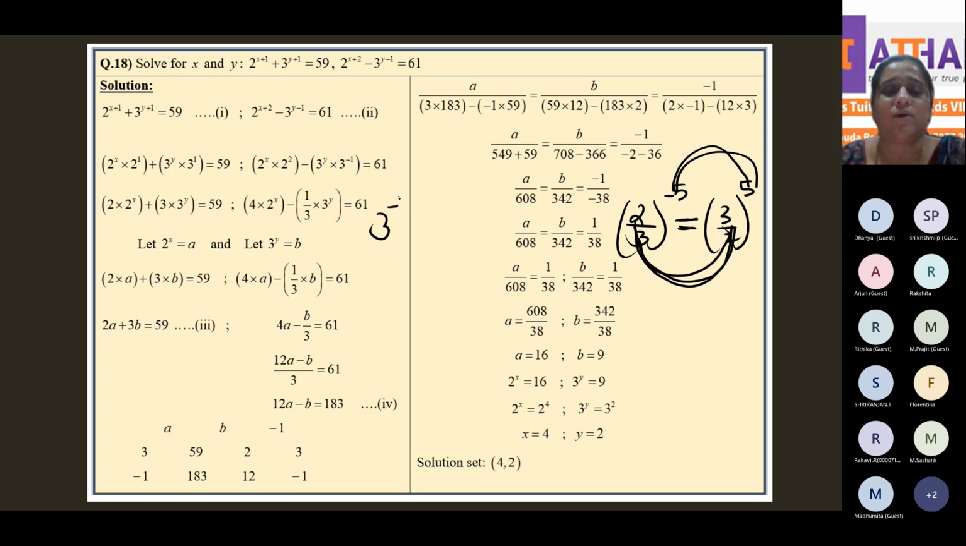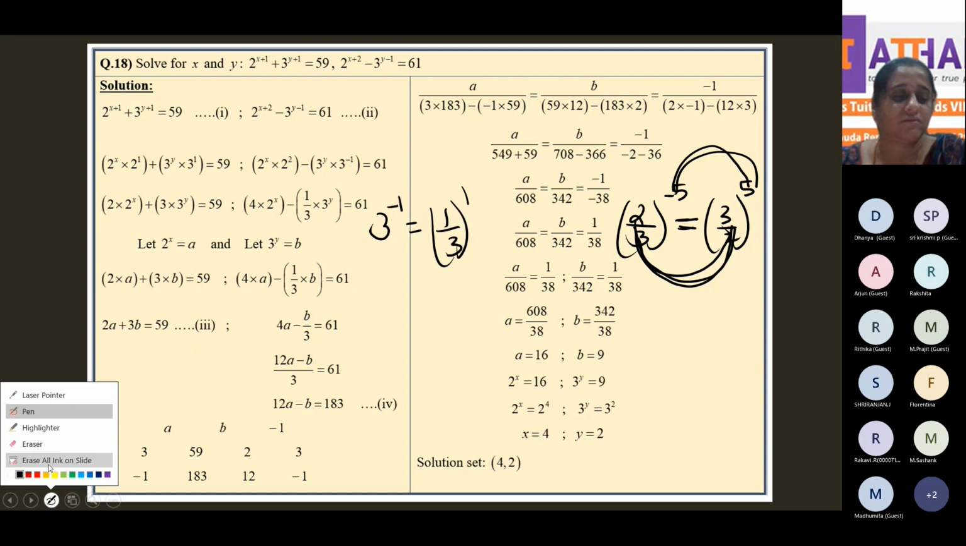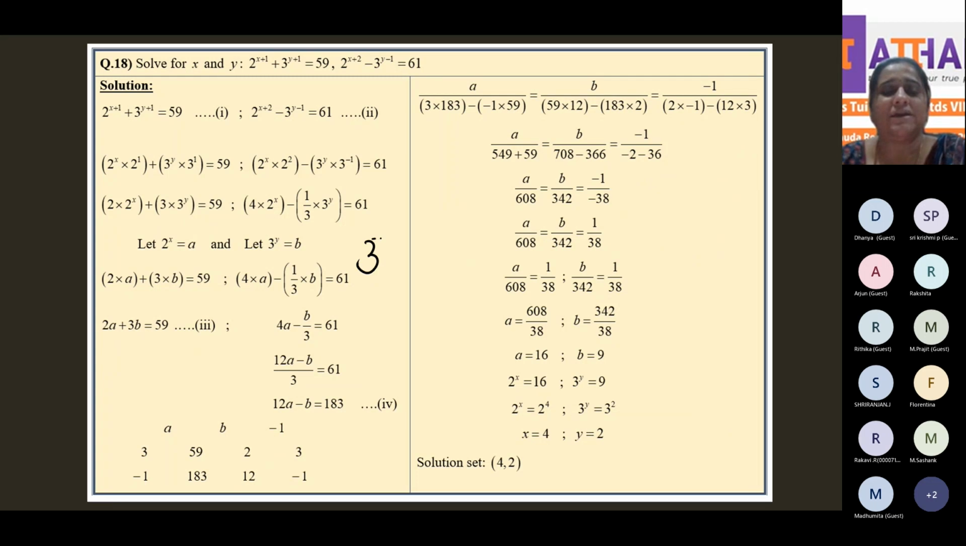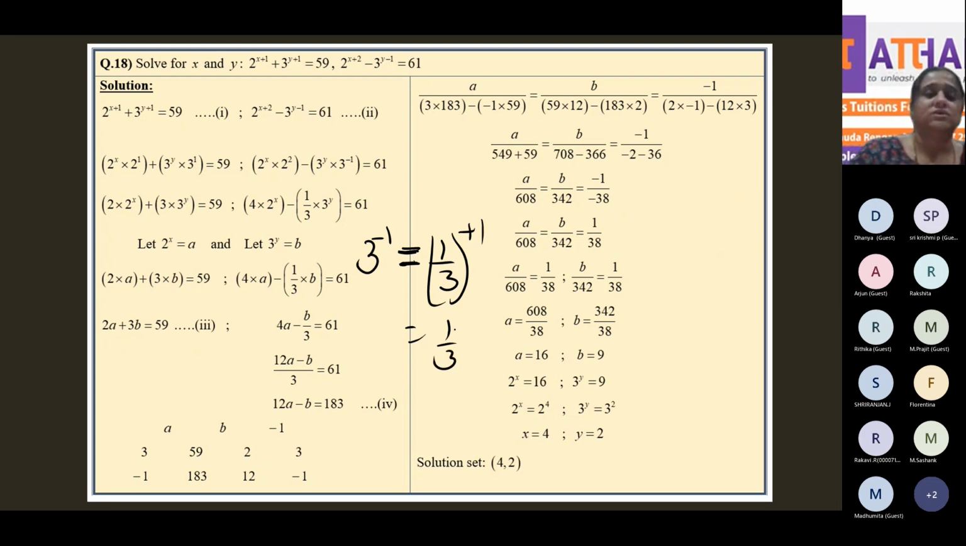So in 3 to the power minus 1, 3 means 3 by 1. So it will become reciprocal 1 by 3, and minus 1 will become plus 1. Plus 1 means you don't have to write 1 as the power. So don't write it. 3 to the power minus 1 can also be written as, reciprocal of the base, 3 by 1 becomes 1 by 3, negative of the power, minus 1 becomes plus 1. That is why it is 1 by 3.